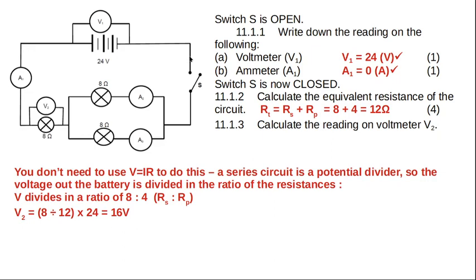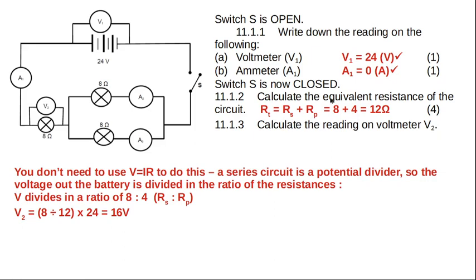Now when we close the switch, it says calculate the equivalent resistance of the circuit. So the equivalent resistance is, if instead of having 3 resistors, we only have 1 resistor. So we have to work out what this parallel resistance is as one number, and then add it to the series resistance. So you can see here the total resistance is equal to the series resistance plus the parallel resistance.